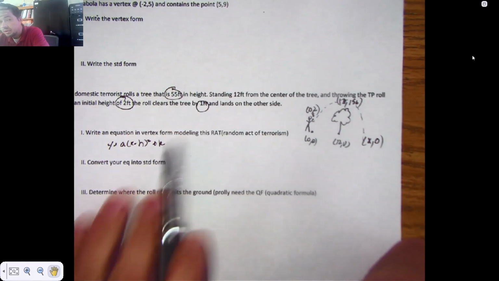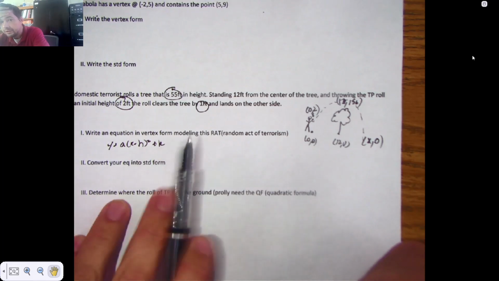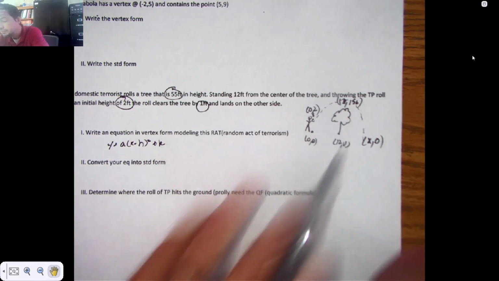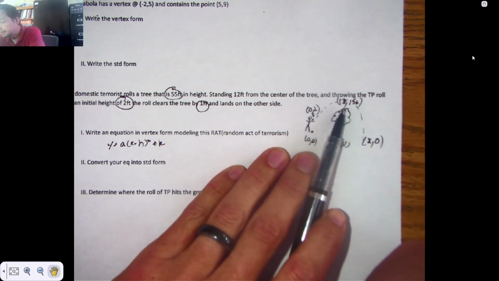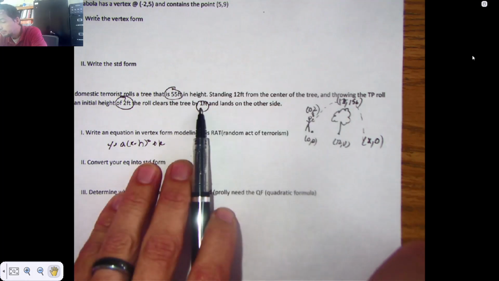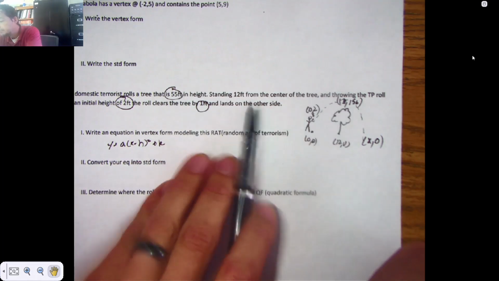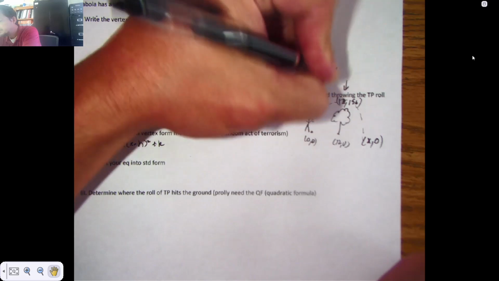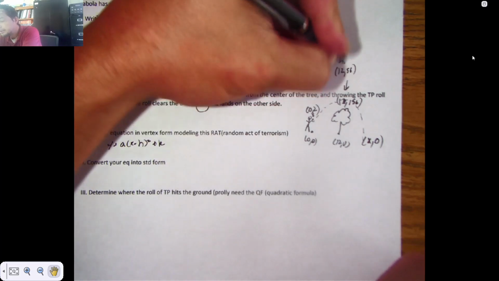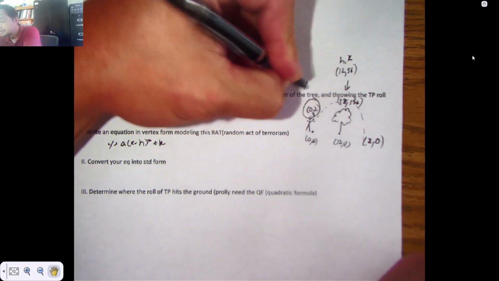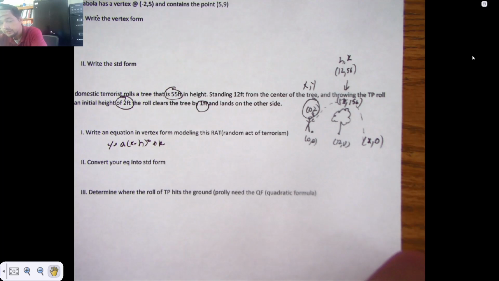So the last video should have had all this. I had written down vertex form. I drew a nice little pretty picture because pictures matter. And my vertex is at 12 feet from the middle and 56, it's kind of hard to read, but that's 12, 56. So that's my H, that's my K. Here is an X and a Y that I can plug in.